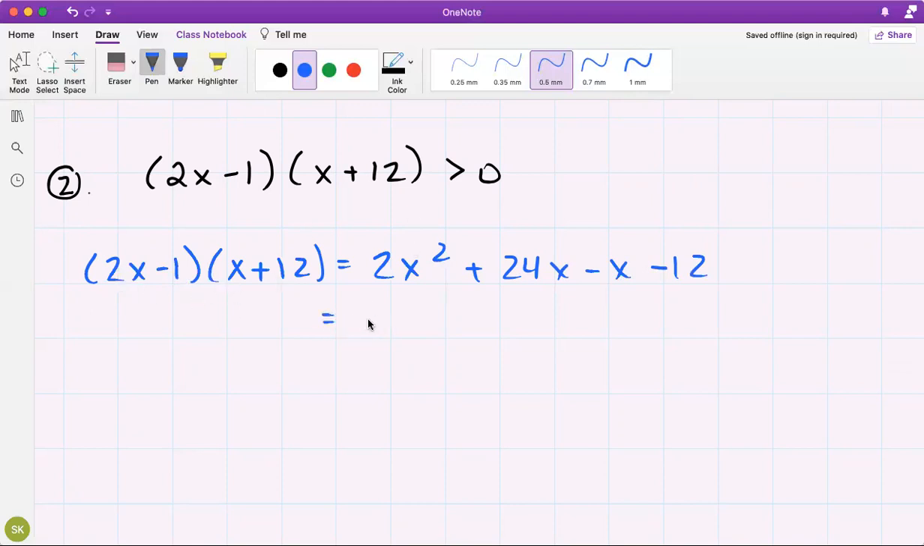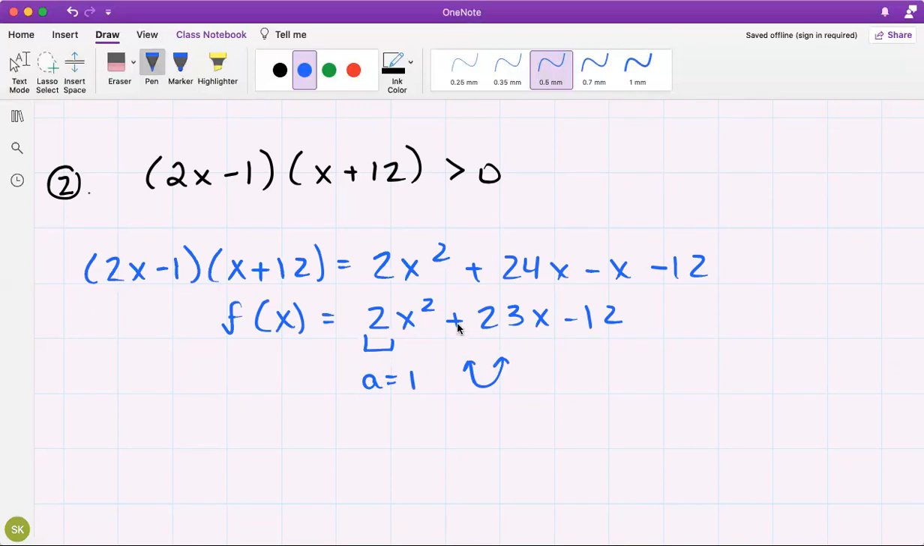Let's simplify this. And I'm going to call this side of the inequality a function f of x. A couple things to notice. I have a 2. This is my a value, okay? That means my graph is pointing upwards because it's a positive 2.